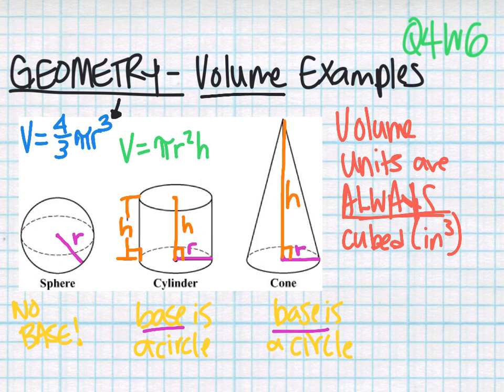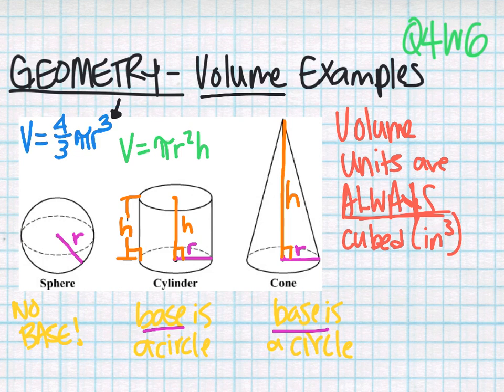Now we need to do the volume of a cone. A cone is weird because it doesn't go straight up and down in the way that a cylinder does. It's got these slanted edges, but it still has a circle for its base, so we're still going to see pi r squared in there.